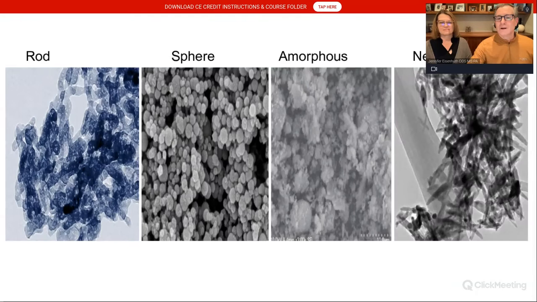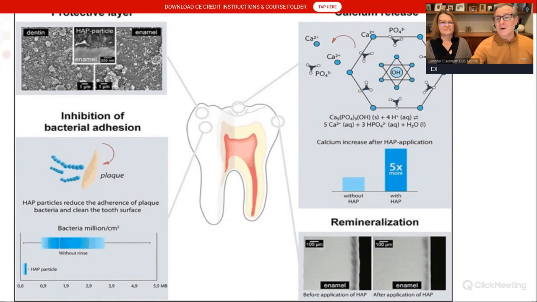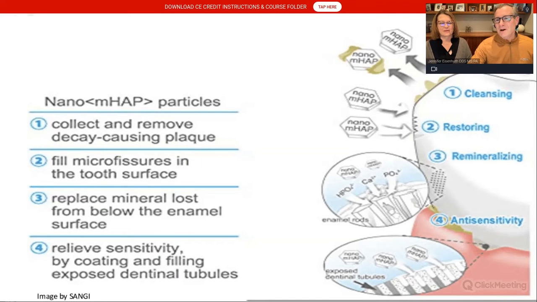So I've got to back up to where I was. Let's see if I can find it. Let's talk about nano hydroxyapatite. We talked about how fluoride works. Well, if we want to simplify nano hydroxyapatite, the biophysics and the biochemistry of what it's doing inside the mouth, really there are five things we can look at.